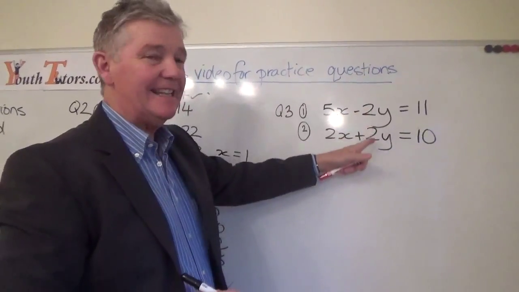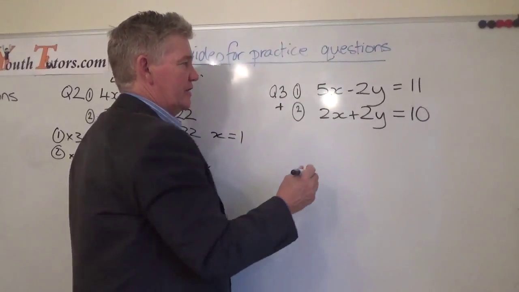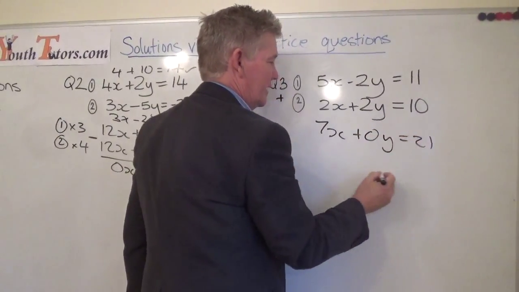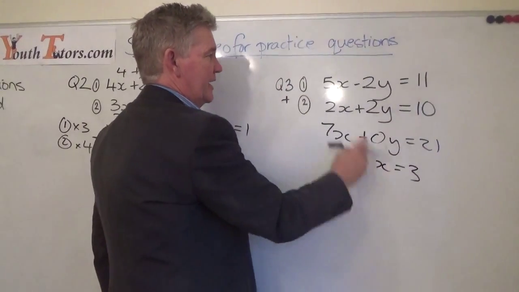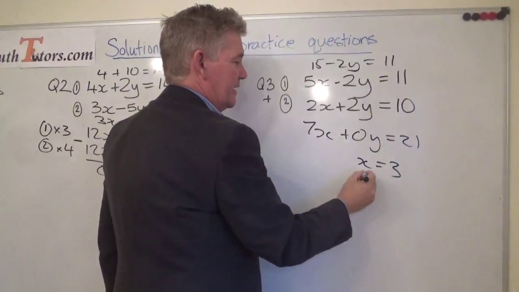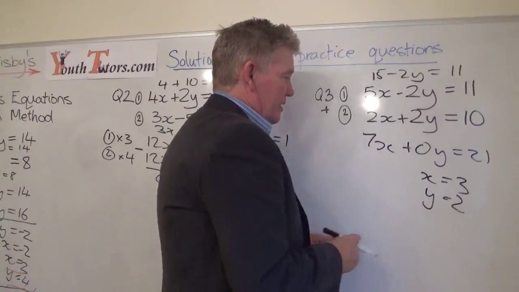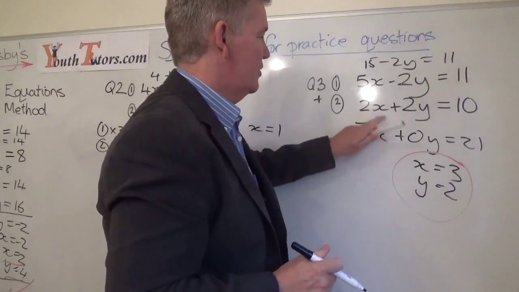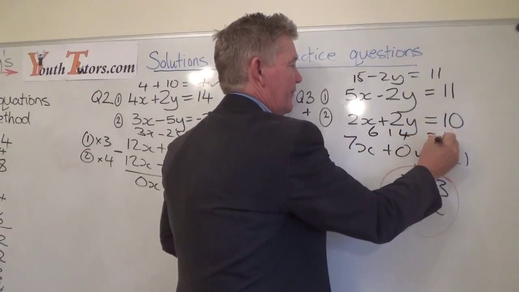And you can probably see if we just add these two equations, it will eliminate y. So if I just add equation 1 and equation 2, we'll get 7x plus 0y equals 21. X is 3 because 7x is 21. Put that into equation 1 and we get 15 minus 2y equals 11, and therefore y equals 2. Those two would be the correct solutions. Just check it though into equation 2. 2 times 3 is 6, plus 2 times 2 is 4, add them, equals 10.